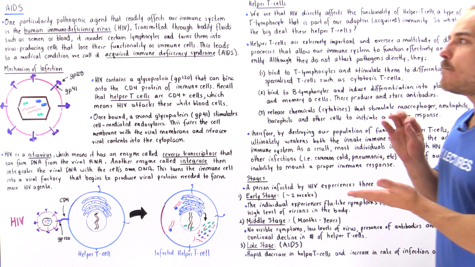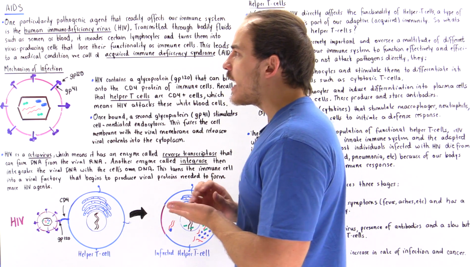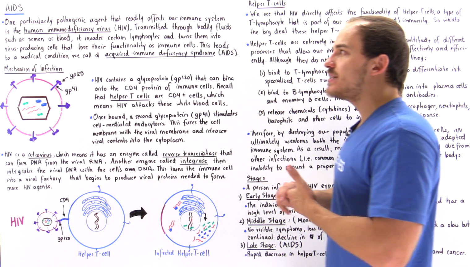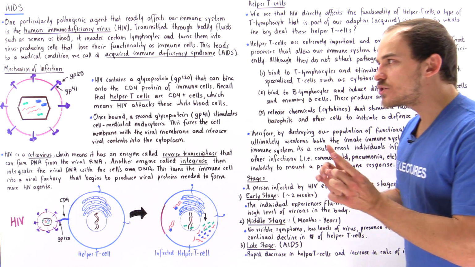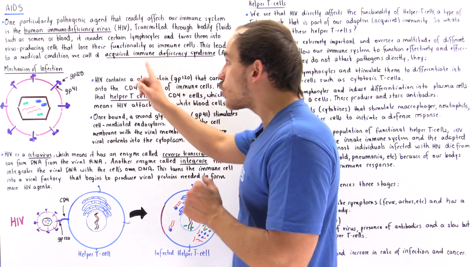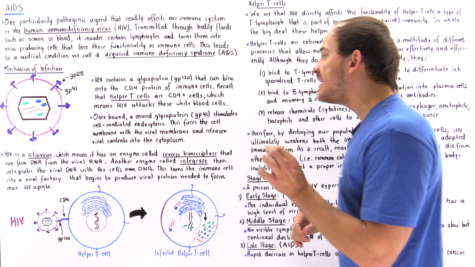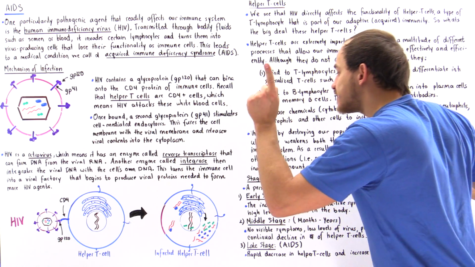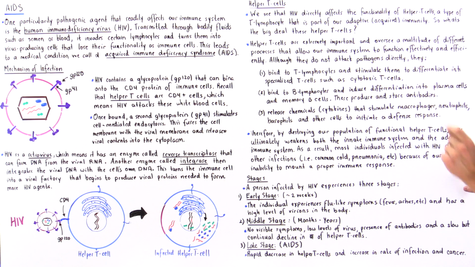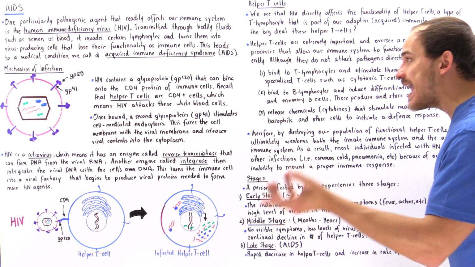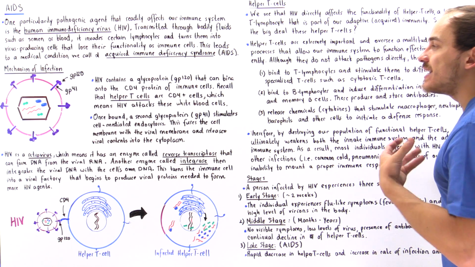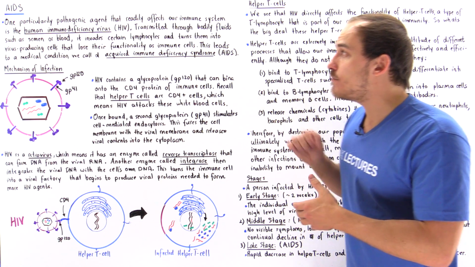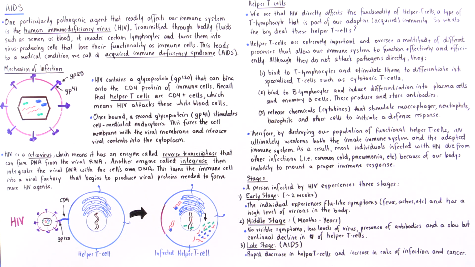So we see that by destroying the population of our helper T cells, what HIV actually does is it severely weakens not only our adaptive, our acquired immune system, but also our innate immune system. And as a result, most individuals infected with HIV die not from the virus itself, but from other infections, such as the common cold, pneumonia, the flu, or even cancer. Because our body cannot defend itself, since our immune system is weakened, that is why we actually die.